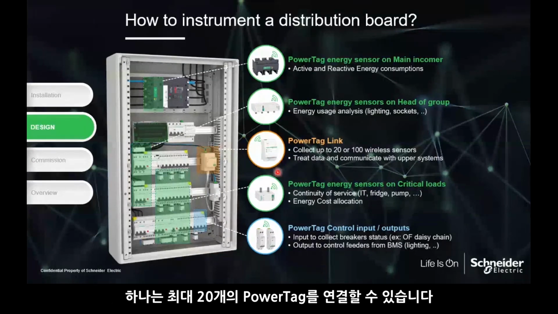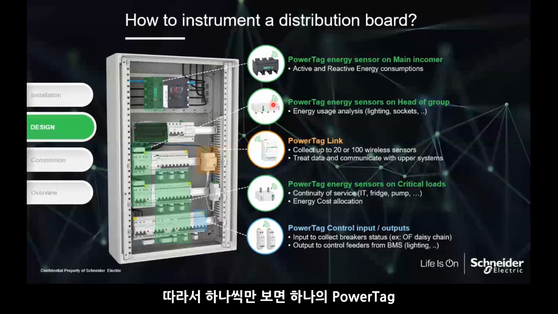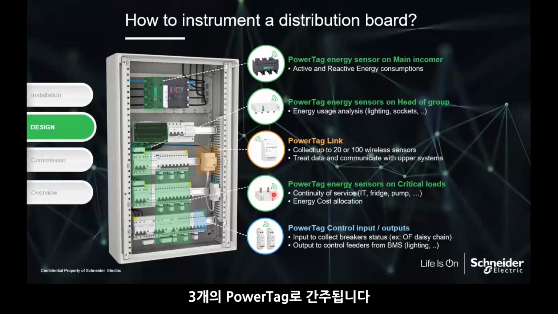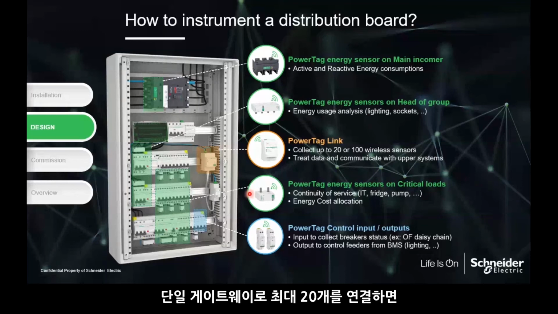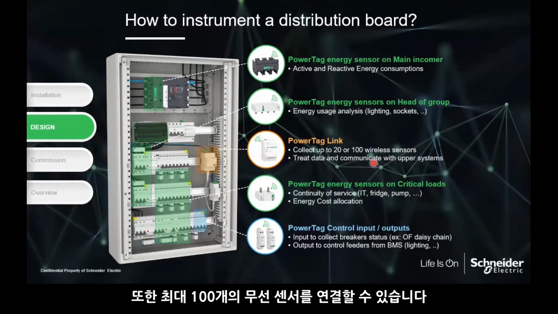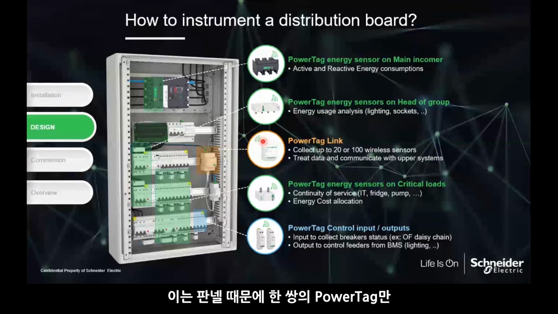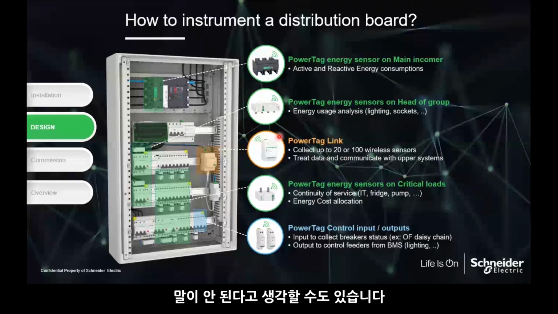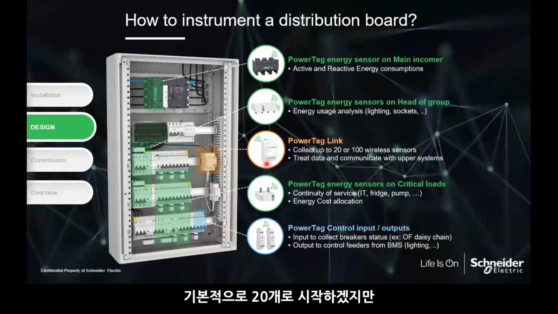One that can connect up to 20 PowerTags. So when you look at one of these, it is considered 1 PowerTag, 2 PowerTags, 3 PowerTags, okay? So we can go up to 20 with one single gateway, which is a PowerTag Link. Or we can go up to 100 wireless sensors. Because a panel only has a couple of PowerTags, it doesn't make sense for you to get a 100 wireless sensors data concentrator. You basically will go for the 20.